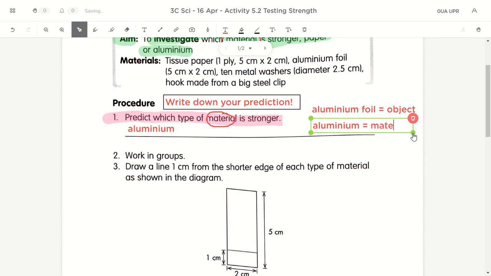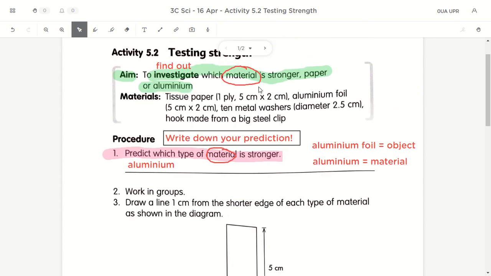So be very careful about what is an object and what is a material, because when we ask you to predict which type of material, I'm talking about the material, not the object. In this experiment we are testing what material is stronger, so answer it in terms of the material. Which material should be stronger in your idea? It should be aluminum. But if you have written down paper, it's fine because this is just a prediction. There's no right and wrong.